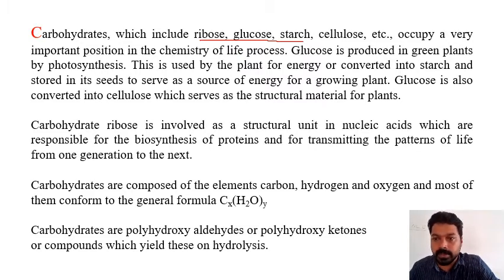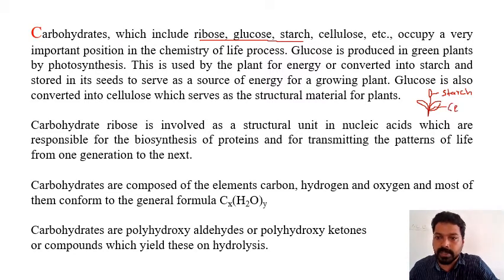Normally, if you consider a plant which has a leaf and a seed, glucose is converted into starch and stored in these seeds. This starch acts as a source of energy for the growing plant, or normally we consume these seeds as a source of energy. Glucose is also converted into cellulose, which gives a structural material for the plants. For example, leaves contain cellulose.